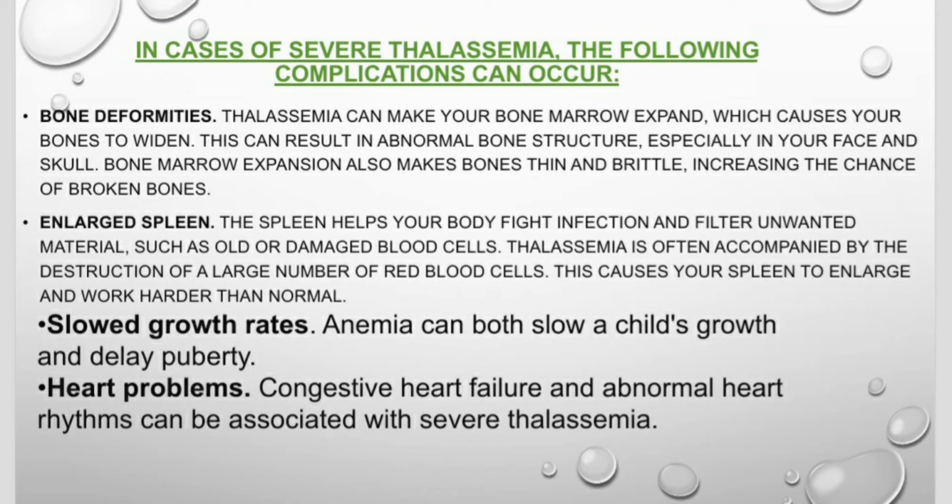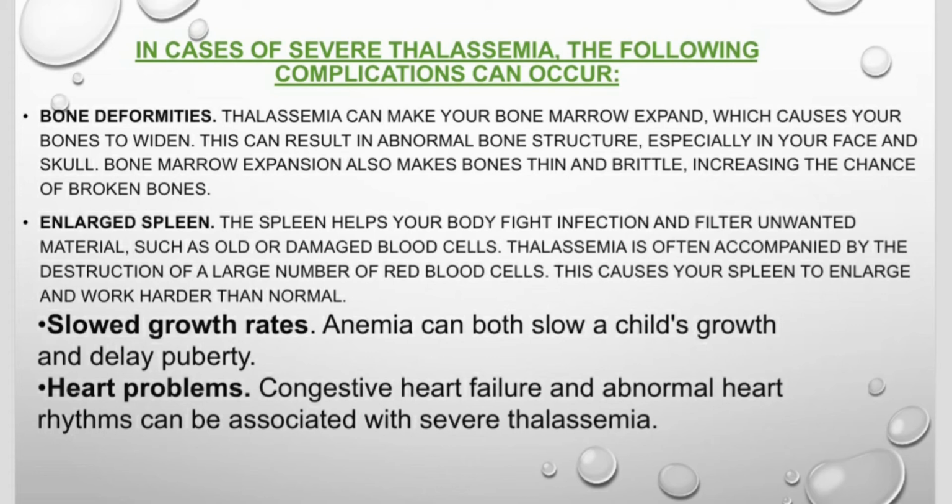Number two is enlarged spleen. So what is the spleen or the function of the spleen? The spleen helps your body fight against infection and filter unwanted material, such as old or damaged blood cells. Thalassemia is mostly caused by the destruction of a large number of red blood cells, which causes your spleen to enlarge and work harder than normal.